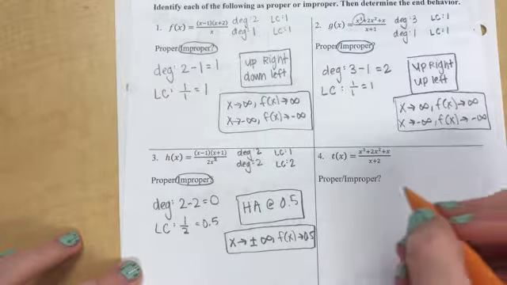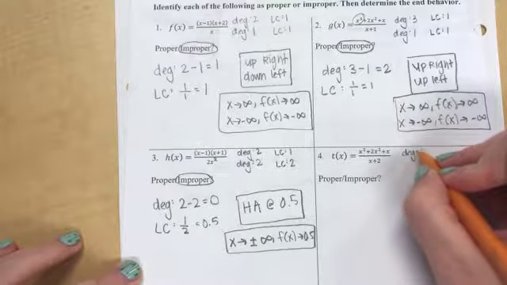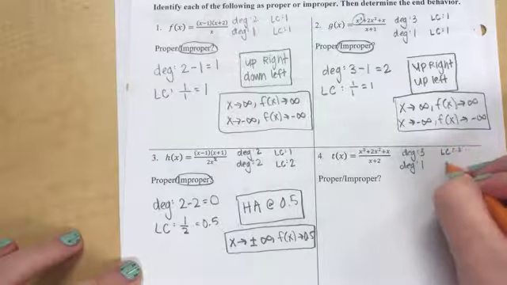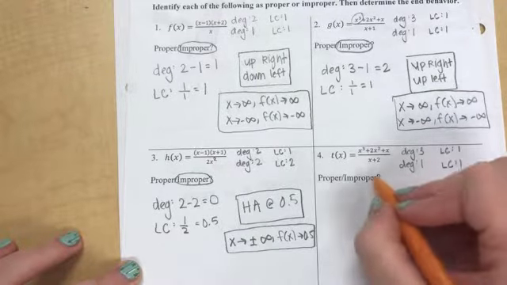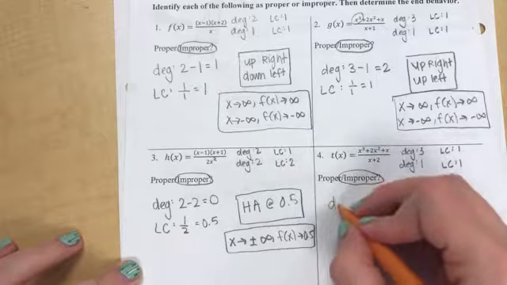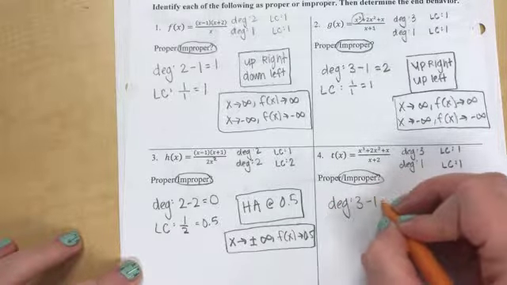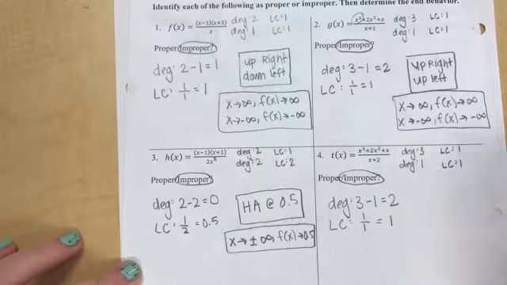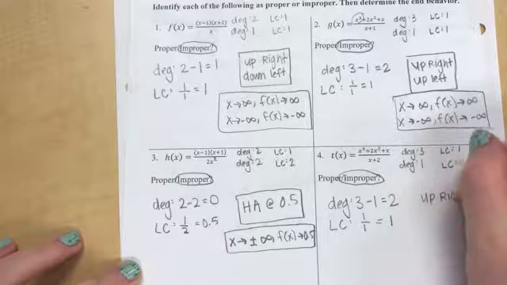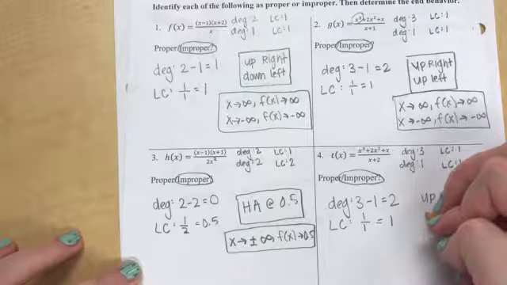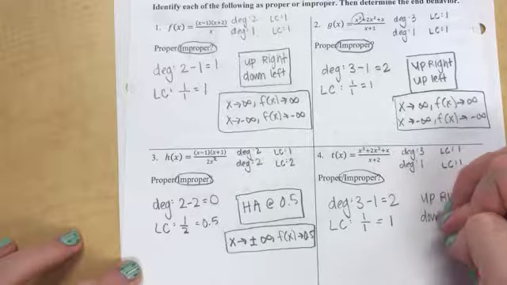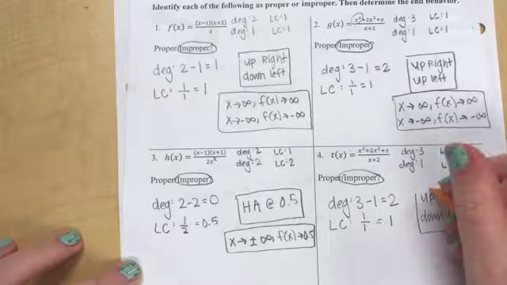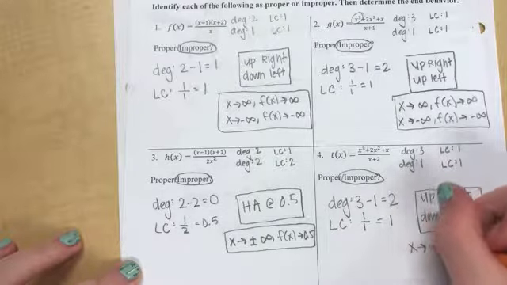Number 4 is very similar to number 2. The degree on top is 3. Degree on bottom is 1. Leading coefficient on top is 1. Leading coefficient on bottom is 1. So this is improper. My degree is 3 minus 1, which is 2. Leading coefficient 1 over 1 is just 1. So I go up to the right and then opposite on the left because of my odd degree. In arrows, it is this.